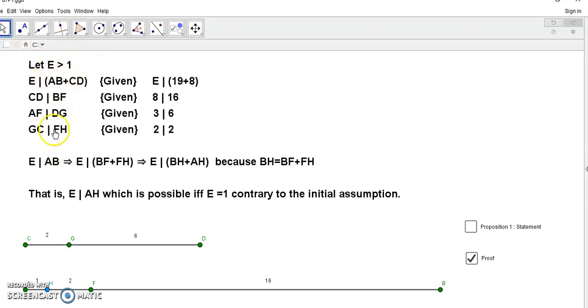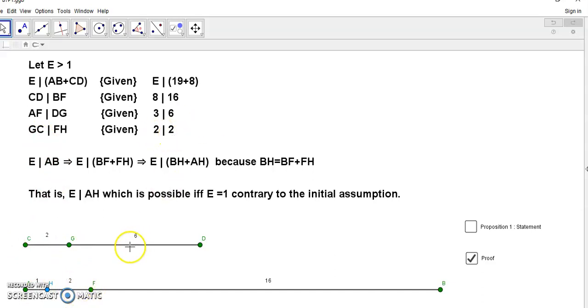So E is some number that measures both this distance and this distance. In other words, it measures the sum of these two, which is 19 plus 8, so E measures 27, okay? So it measures 27. Then we know that CD measures BF. So CD is 8 units long, and it measures BF, which is 16, correct, okay? And then AF measures DG. AF is 3 units long, and it measures DG, which is 6 units long, okay? Measures it, or divides it. And then GC, which is 2 units long, measures FH, which is 2 units long.